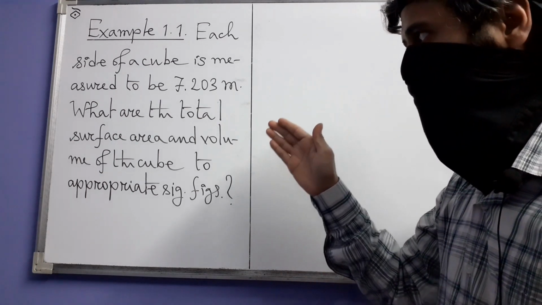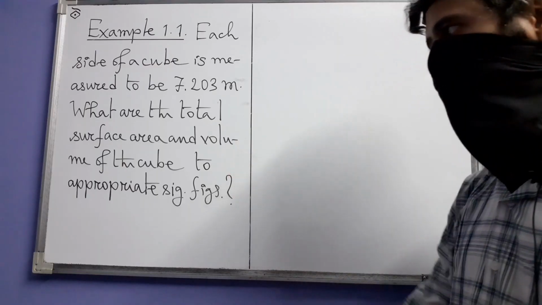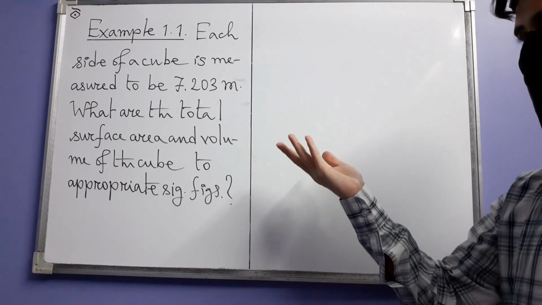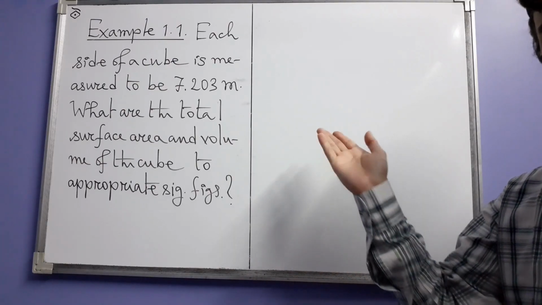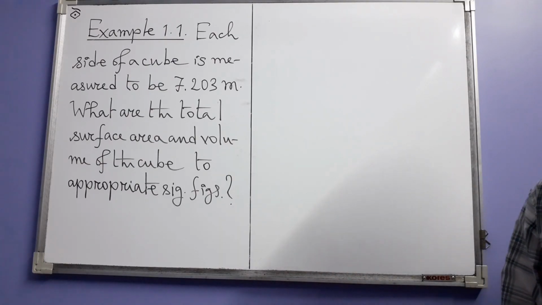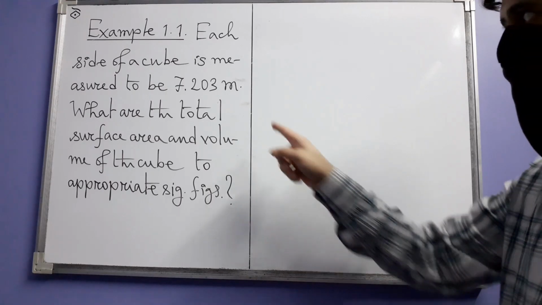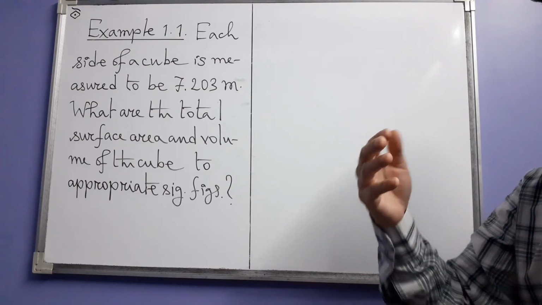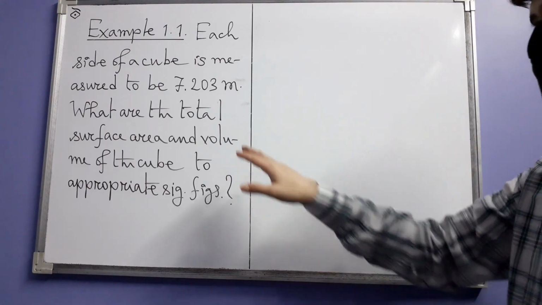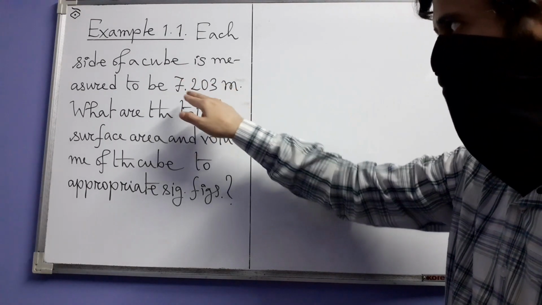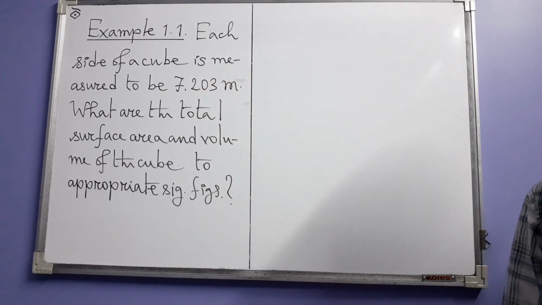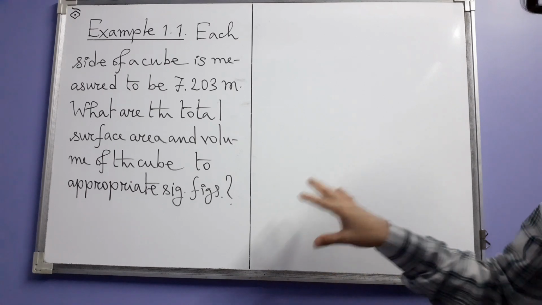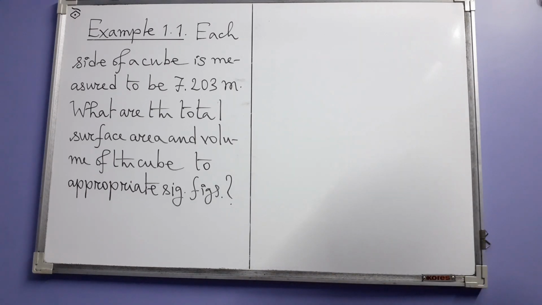Now, what are the total surface area and volume of the cube to appropriate significant figures? To calculate the surface area and the volume, we have to apply the known formulas. That means we have to use this approximate quantity in a calculation. So, the final result of the calculation won't really have exactly this many significant figures, which means we have to round off the final answer. There we have to use these rules.